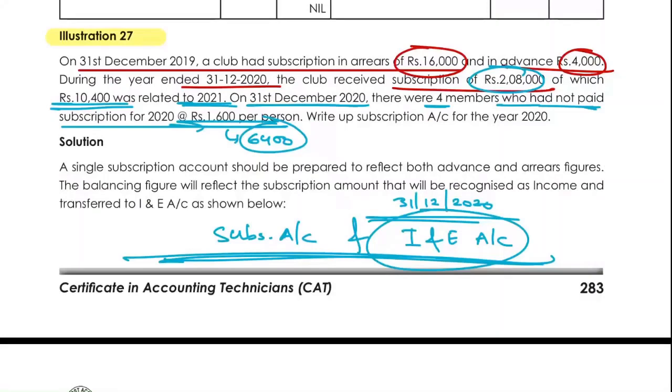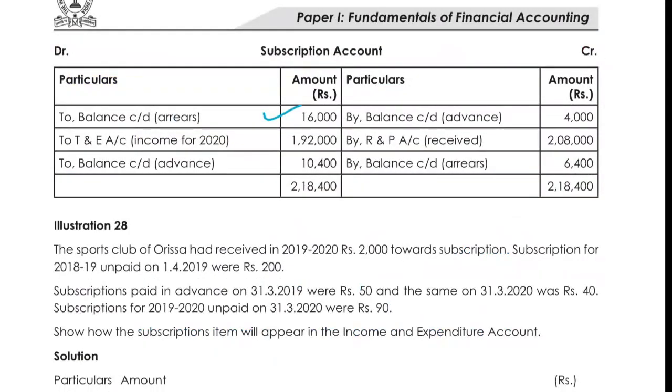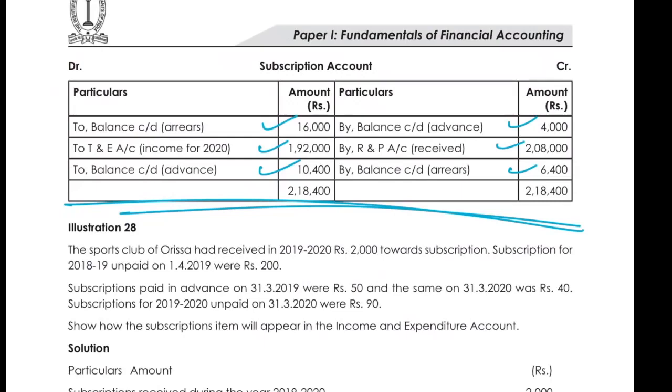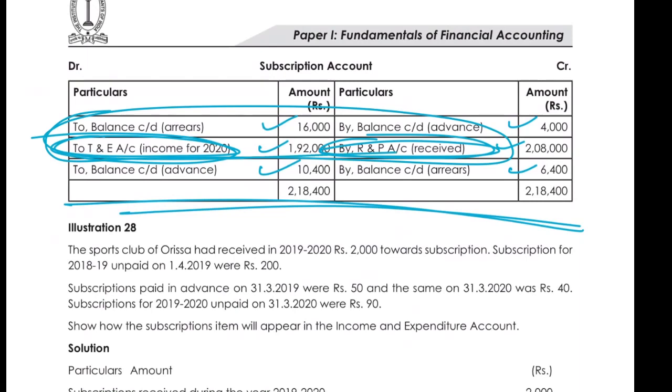That was the correct understanding which you have developed in the last 40 minutes of your class. So that is how you prepare a subscription account: 16,000, 4,000, 1,92,000, 2,08,000, 10,400, and 6,400. So this is the crux of what we have learned. They may ask you to find out the income and expenditure amount. They may ask you to find out the receipt and payment account, or they may have given you the information of all the four, but they may ask you to find out the balance carried down as advance and the balance carried down as arrears.